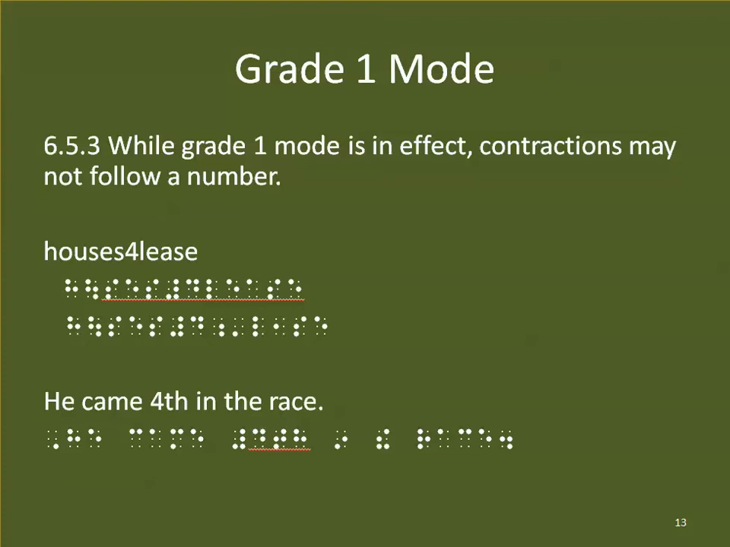While a grade 1 mode is in effect, contractions may not follow a number. So if we have a very common situation, houses for lease, that 4 is represented with the number 4, not FOR. Numeric mode has just been set, as has grade 1 mode, which means no contractions after that number. If we did want to start using contractions again, then we need that explicit grade 1 mode terminator indicator after the 4, and then we could go ahead and use contractions.